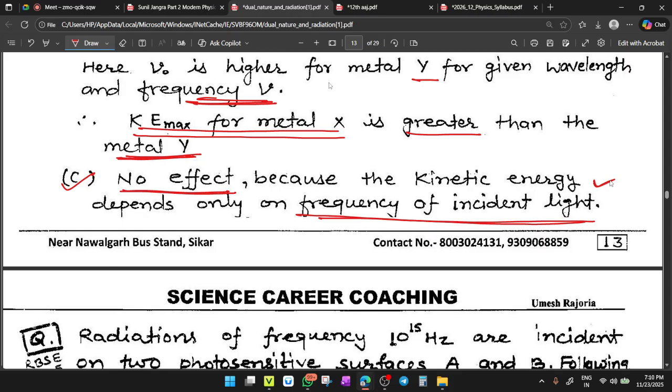Clear? Kinetic energy is a function of frequency. It does not depend on intensity. Okay.